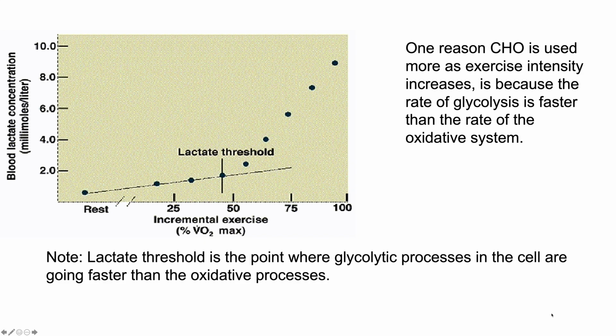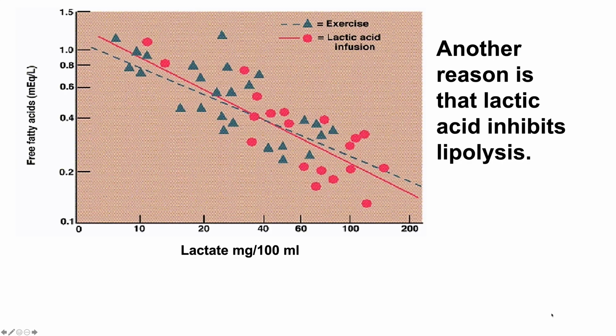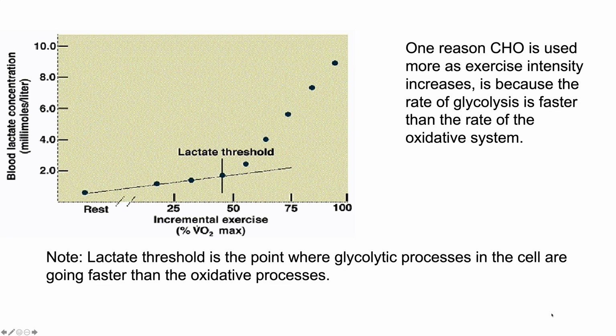And remember, the lactate threshold is the point where glycolytic processes in the cell are going faster than the oxidative process itself. It's now going into step number 2. Well, going back to here, we're talking about glycolysis working at that faster rate. It can supply the ATP demands. What happens when glycolysis works at a fast rate, as we've been talking about? Well, lactate does get produced.